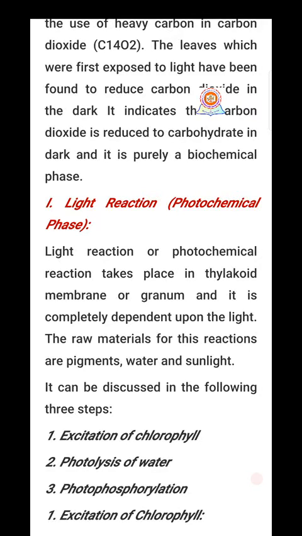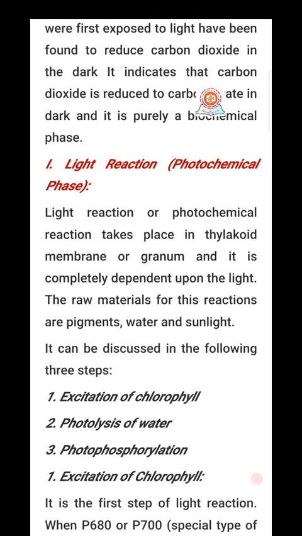The raw materials for these reactions are pigments, water and sunlight. The reaction of photosynthesis is carried out in the chloroplast, with chlorophyll. That chlorophyll is the pigment, so it is one of the raw materials for the photochemical reaction. Apart from the pigments, water and sunlight are essential. That is, the pigments, water and sunlight are the raw materials for the photochemical reaction or light reaction.